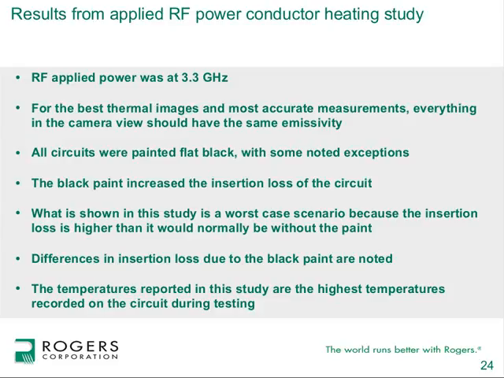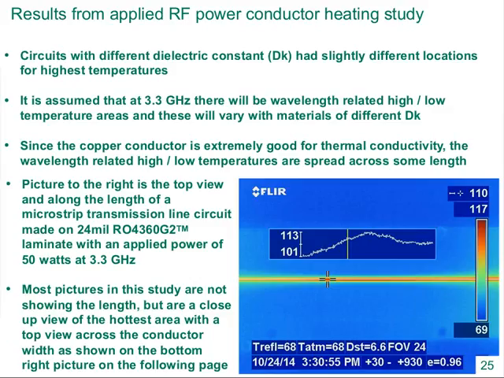The problem is the black paint increases insertion loss because I'm spraying it right on the signal conductor. What I'm going to be showing you is what I consider a worst-case scenario, because I added black paint to this thing and I've actually increased insertion loss, which will make the heat rise more. But this study is good to compare different materials, at least, so it's a good comparison study.